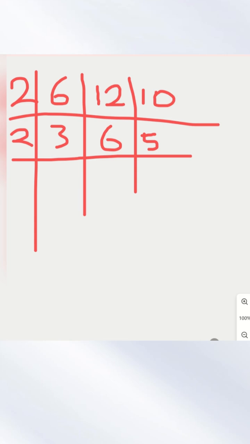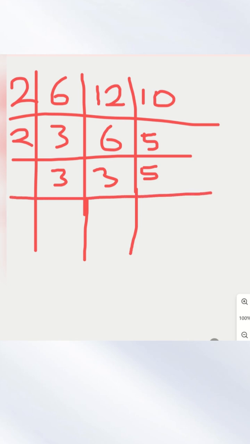2 into 3 cannot go, so I bring down my 3. 2 into 6 will give me 3. And 2 cannot divide 5, so I bring down my 5. Let me extend the lines. Now, what will divide? I'll use 3 to divide, that's the smallest number. 3 into 3 will give me 1. 3 into this 3 will give me another 1. And 3 cannot divide 5, so I'll bring this 5 down.